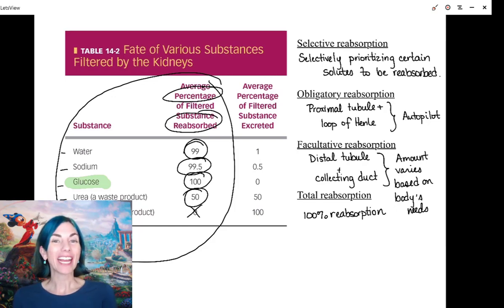Okay, that concludes this part of the lecture. In our next lecture, we're going to dive into reabsorption in the proximal tubule and take a look at how sodium and the sodium-potassium pump drives it all. I'll see you in the next lecture.